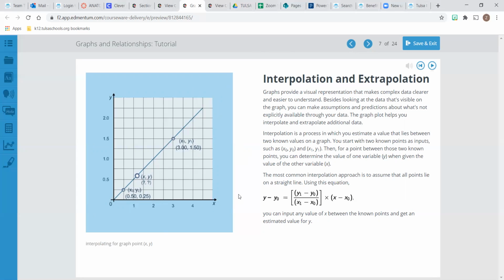That's a lot of science. You take things that you already know to find out things that you don't know.